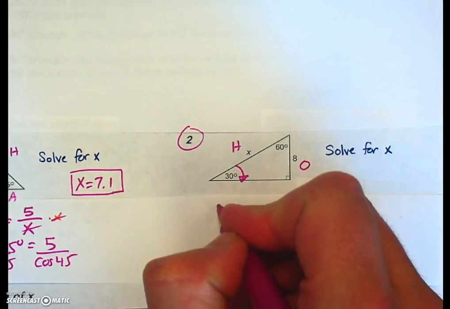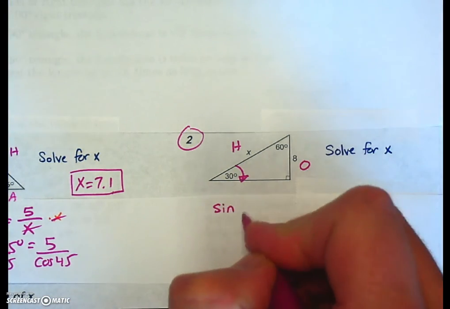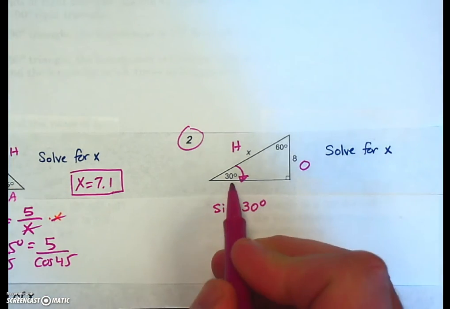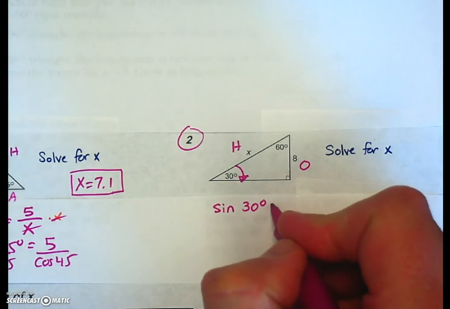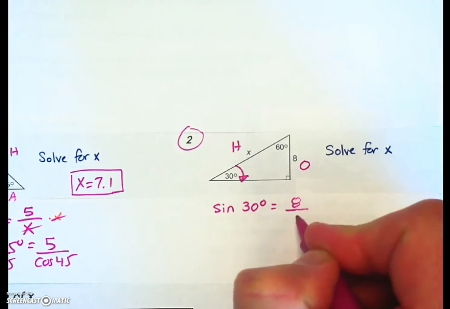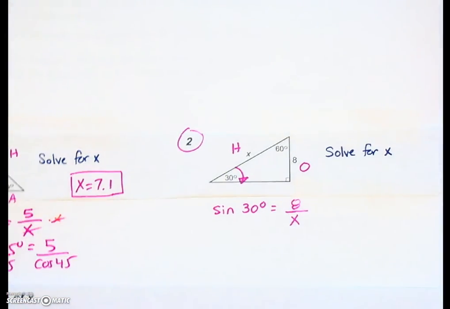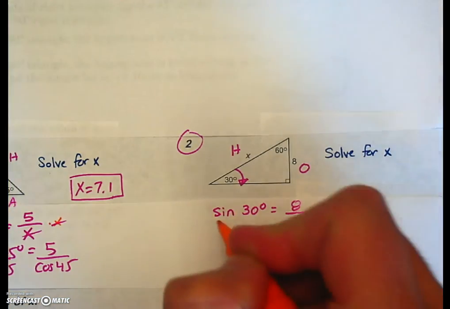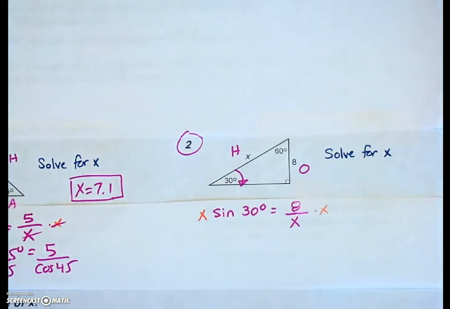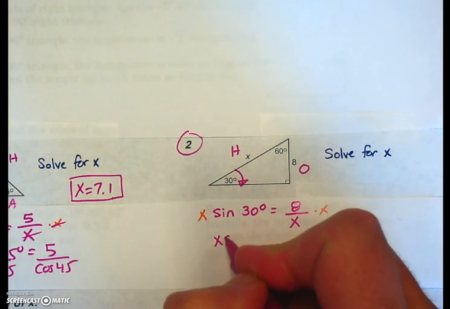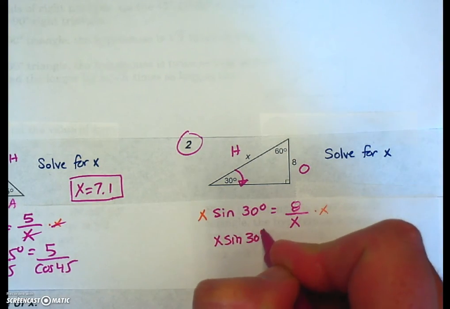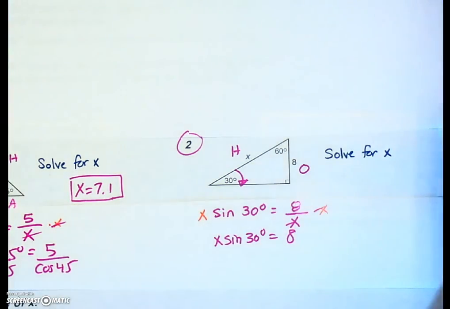So I'm going to set this up as the sine. Now my angle is 30 degrees, because that's the angle I'm using here, equals 8, which is the opposite, over x, which is the hypotenuse. Now we solve this the exact same way. Multiply both sides by x. So we end up with x sine of 30 equals 8, because the x's cancel there.